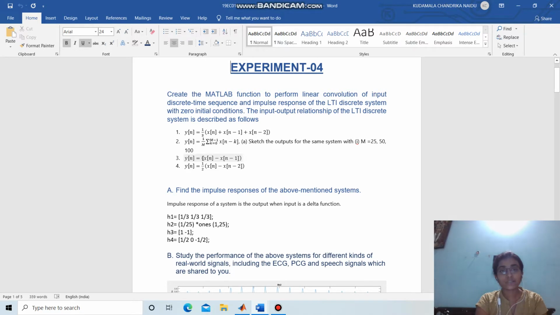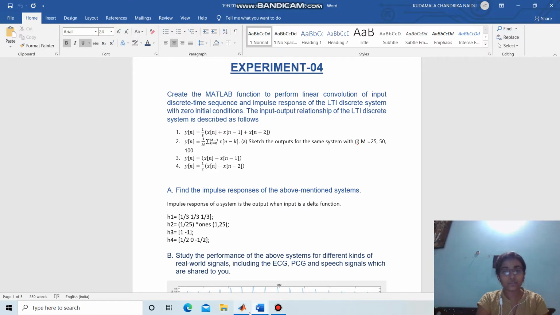And for the third system, we are going to get 1 at n equals to 0 and minus 1 at n equals to 1. Similarly, for the fourth system, we are going to get 1 by 2 at n equals to 0 and minus 1 by 2 at n equals to 2. So for convolution, we have to take the input signal and convolve it with the respective impulse responses.